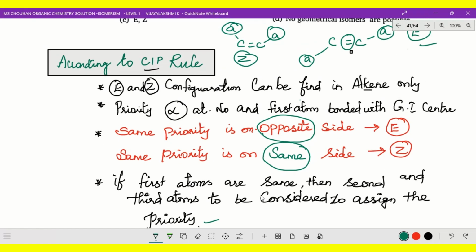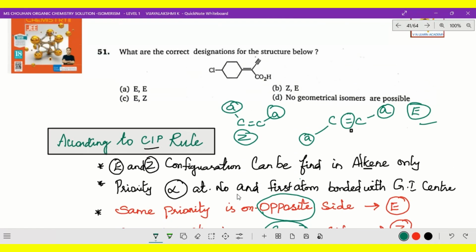Come on, let us find out which is the correct configuration of this compound. Now Cl is attached to the cyclohexane, and there is a double bond, here a triple bond, here COOH. Yes, a double bond is there, which means a GI is there. So this is the GI, which is connected with a triple bond on one side and COOH, acetic acid, on the other.